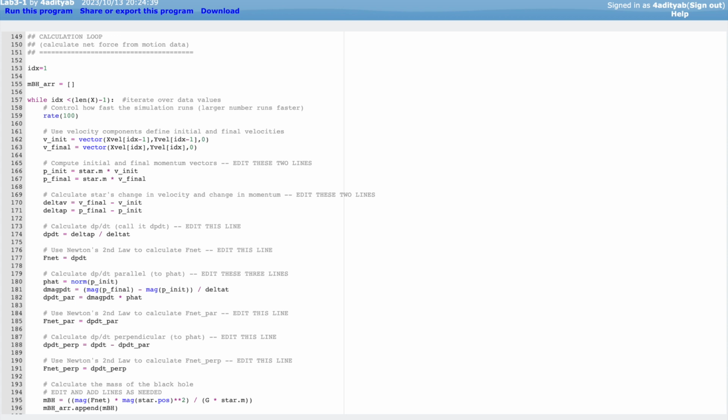Then I calculate dp dt, which is the delta p over delta t, so the change in momentum over the change in time. And because the net force is the exact same thing as the change in momentum over the change in time, F net equals dp dt. Then we find p hat by normalizing the momentum initial. I find the magnitude of dp dt by taking the magnitude of the final momentum and subtracting the magnitude of the initial momentum from it, and dividing by delta t.